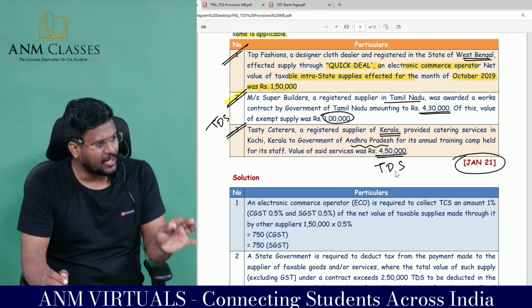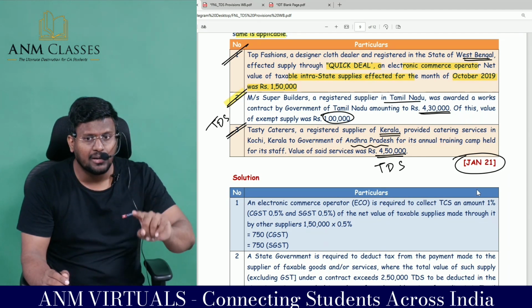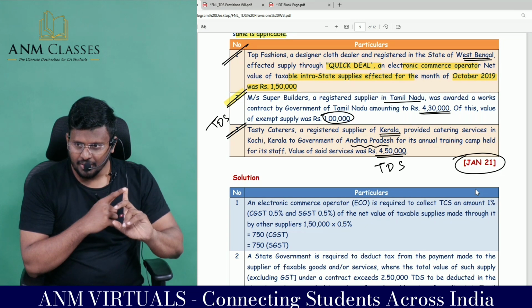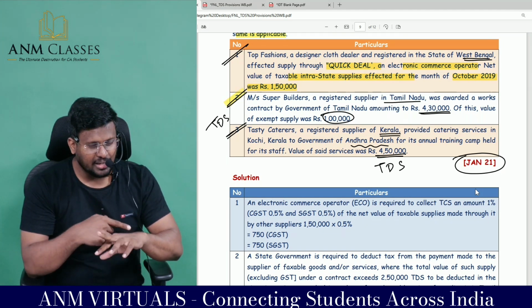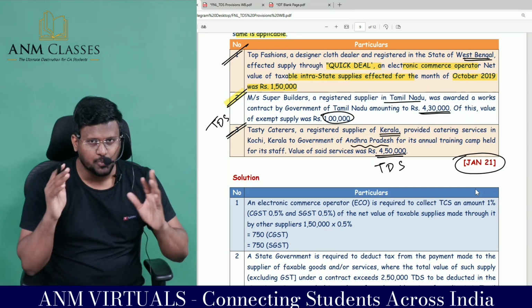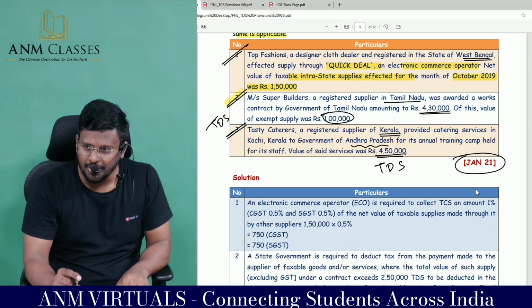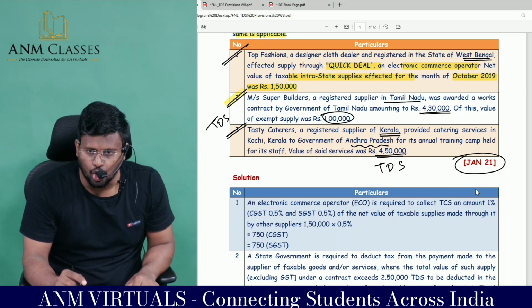Yes, sir. Which exceeded 2,50,000. Is this an interstate supply or intra-state supply? Supplier is in Kerala. Supply is in Kerala. Restaurant services. CGST and SGST has to be collected because of the place where the service has been actually performed. Right? So it's an intra-state supply. Now you have to check whether it is covered in the exception or not.